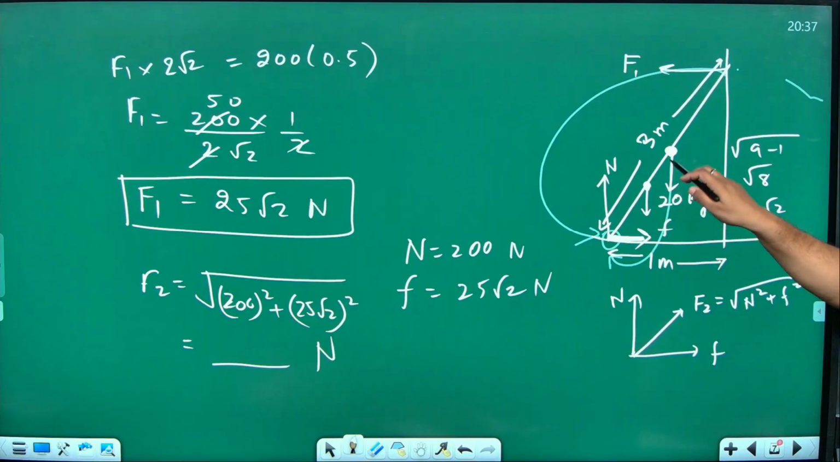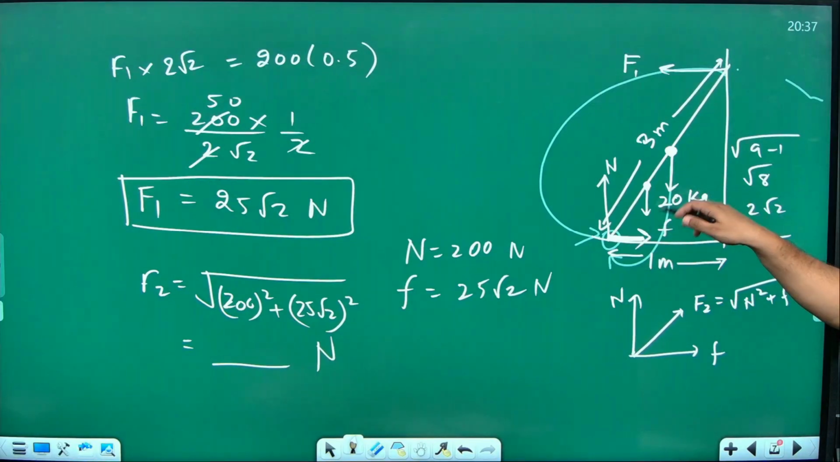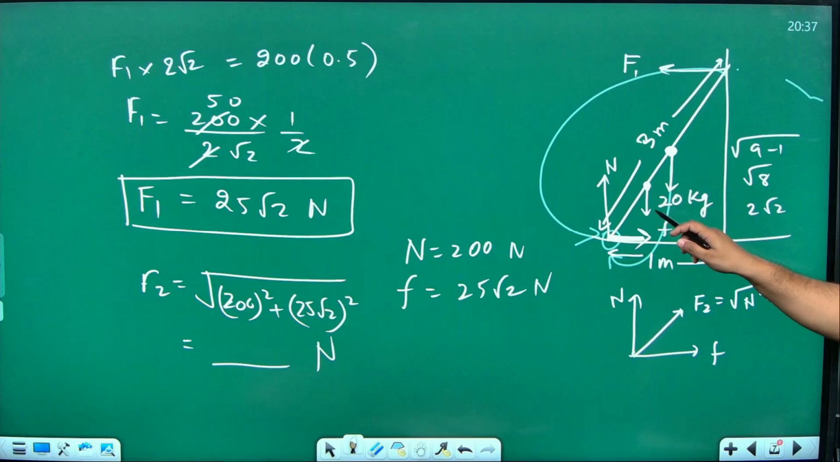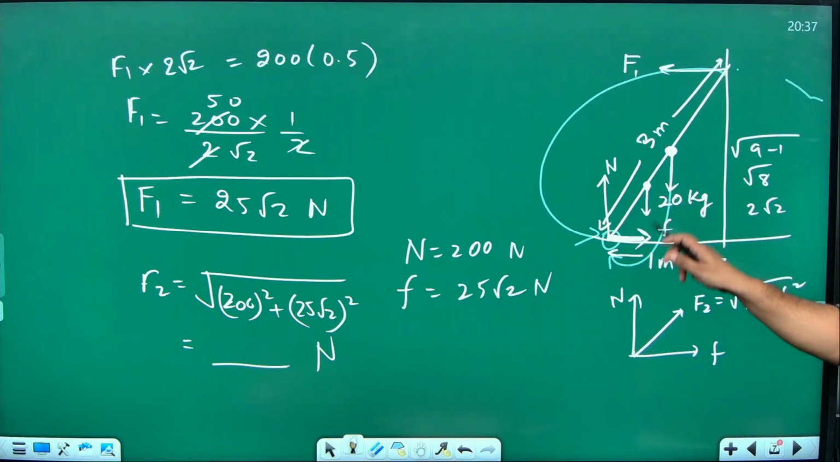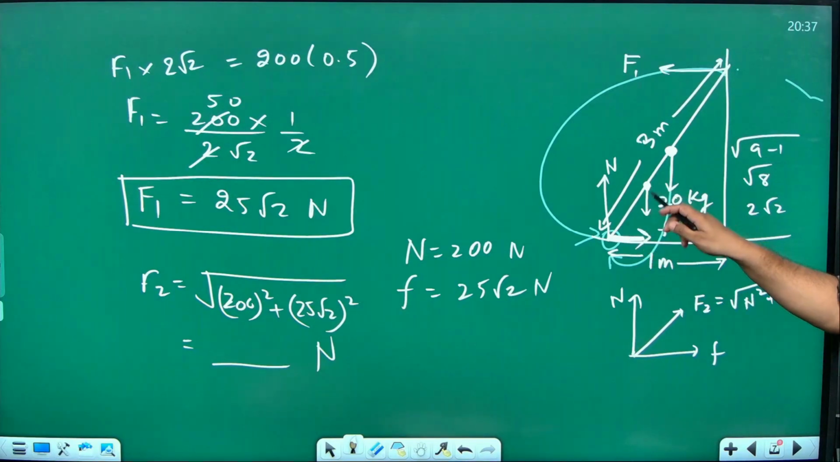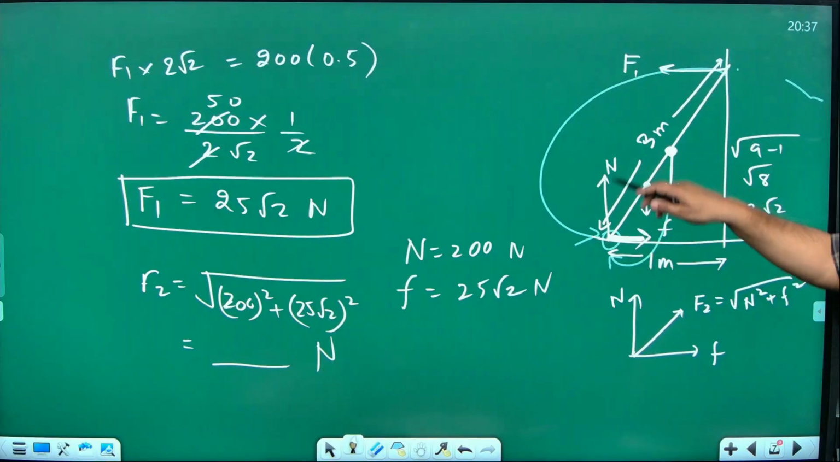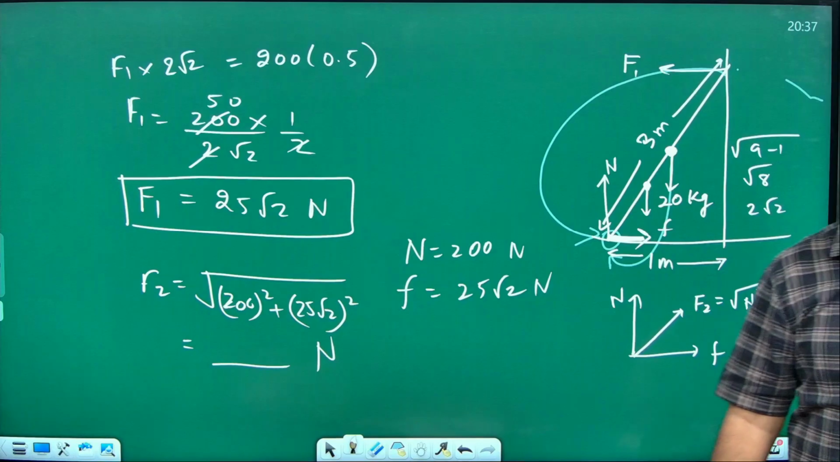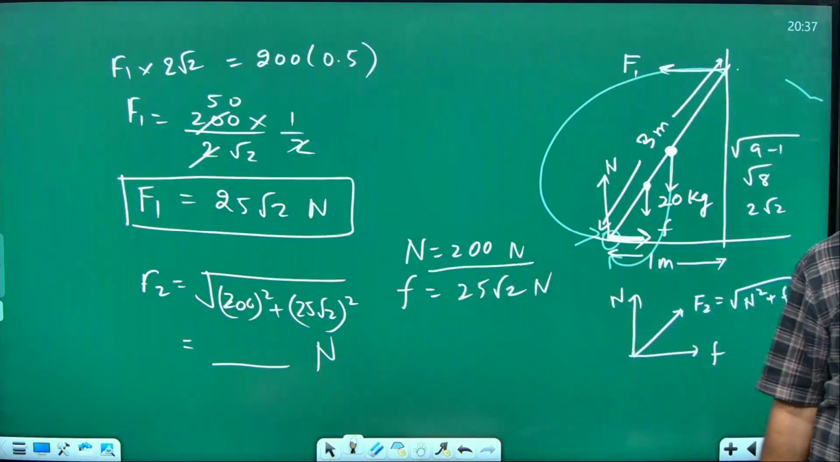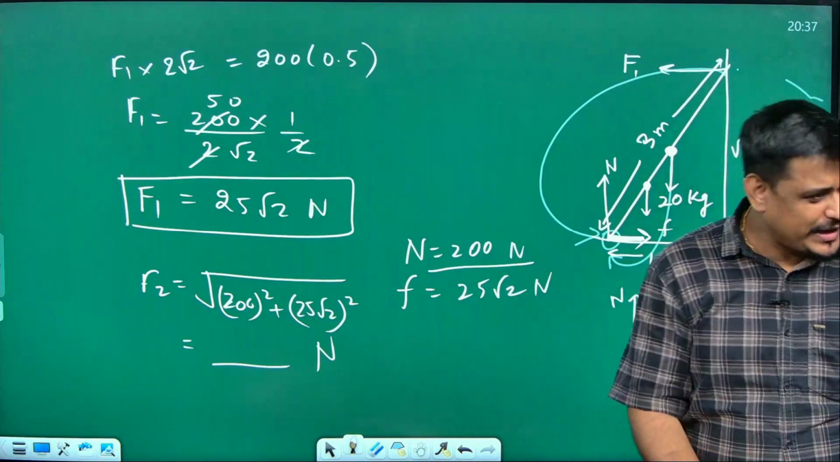So what will happen in the clockwise moment? One more thing will get added up. If his mass is 80 kg, so 800 into whatever it comes, 1 meter here. So accordingly, by using Pythagoras theorem we can find the value of this and we can solve it. Are you getting? Just an additional moment will come, and the upward force will also change. It will become N is equal to 200 plus this force, 800. So N will change. I hope you are getting my point.